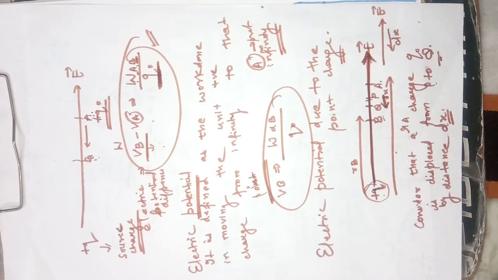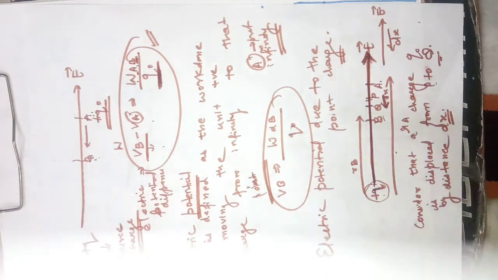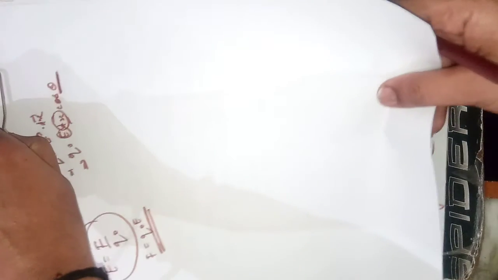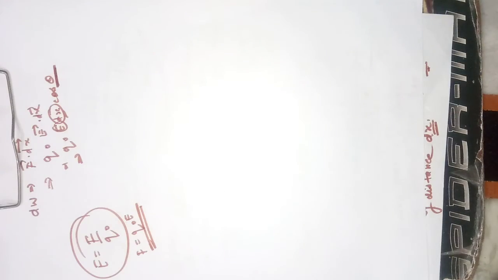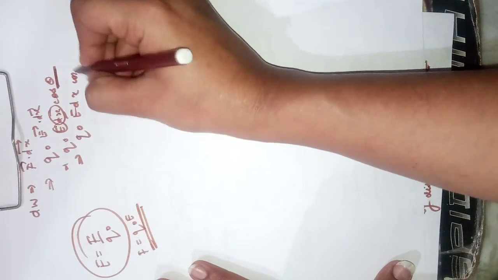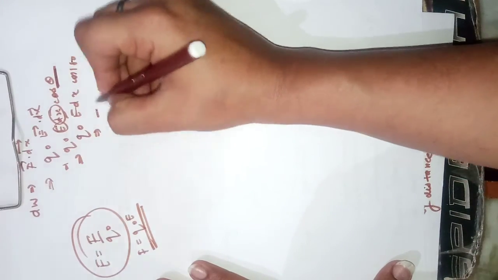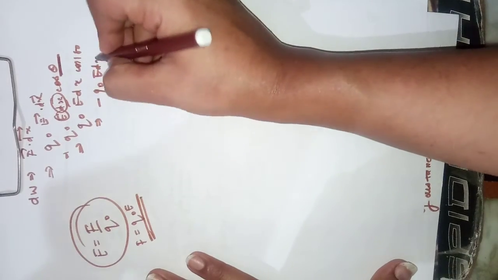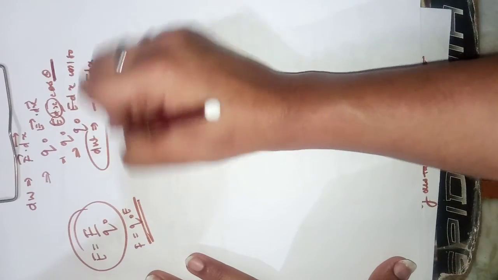Therefore, the angle between E and dx is what? The angle between E and dx is 180 degrees. Thus, the equation becomes dW equal to Q naught E dx cos of 180 degrees, that is minus Q naught E dx. That is the value of dW.